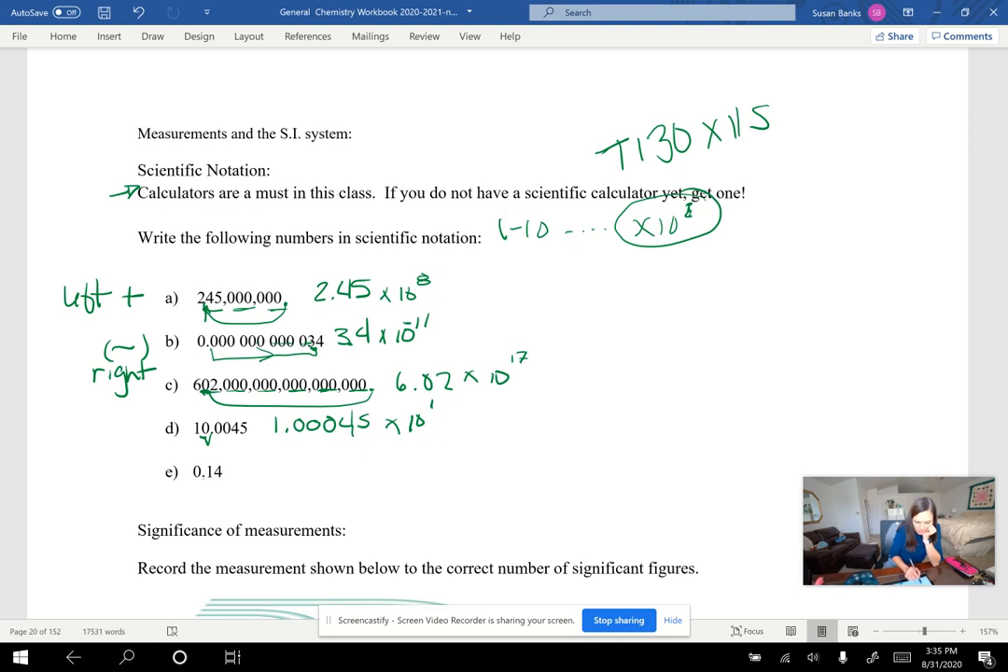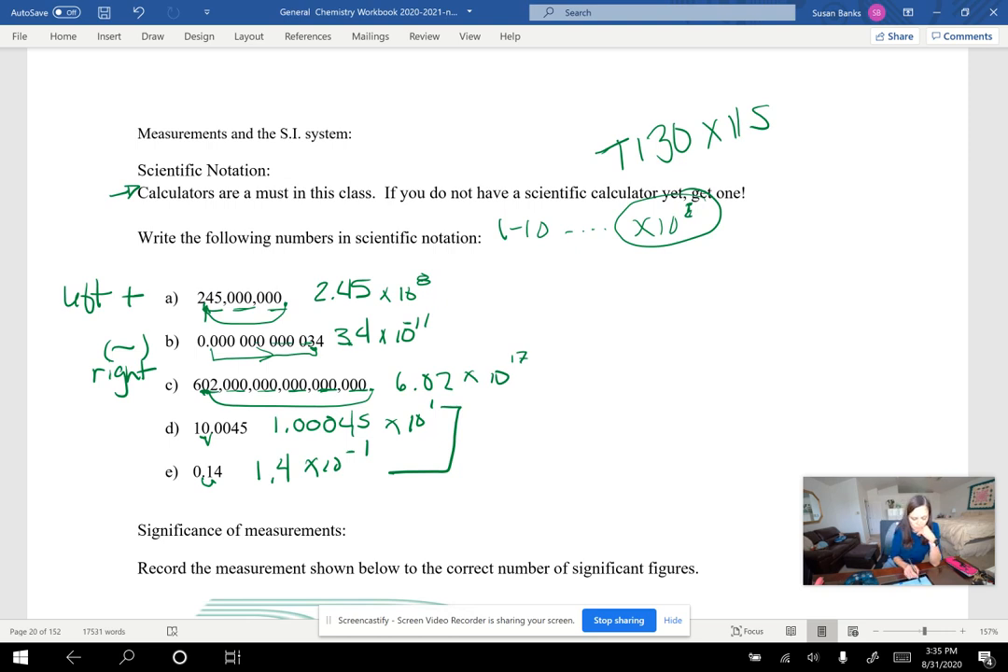And on E, we're only going to move it one place to the right. So this would be 1.4 times 10 to the negative 1. Now, I don't think personally that just moving it one place is worth it.